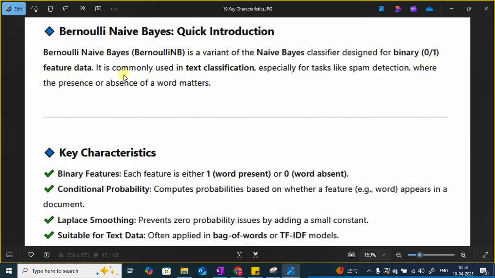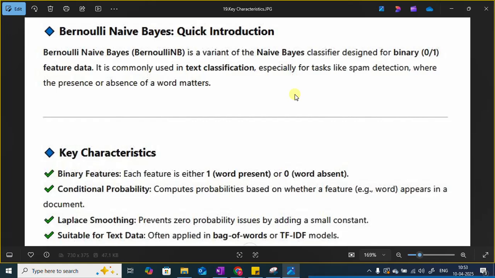It's commonly used for text classification, especially for tasks like spam detection, where the presence or absence of a word matters a lot. Now, what is the key difference? The binary feature: each feature is either 0 or 1. If present, that is 1. If not present, that is 0.